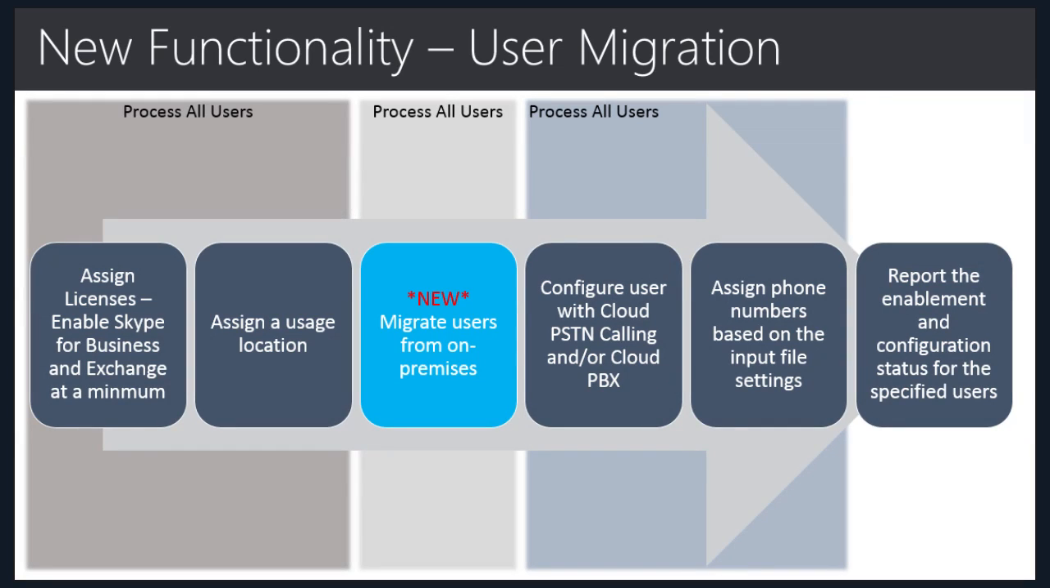So the way the script works is you will provide it an input file and some parameters that tell us how to connect to the online environment and what accounts to use. The script works by going through all of the users in that input file, and it will first attempt to make sure that they're assigned all the appropriate licenses and assign them a usage location. It will process every single user before moving on to the next step within the script.